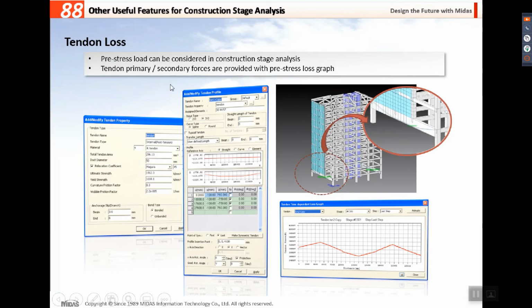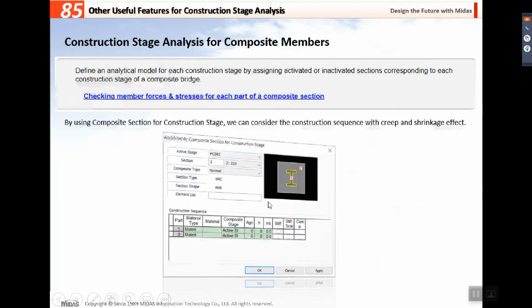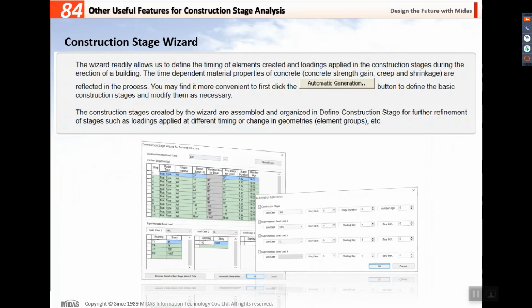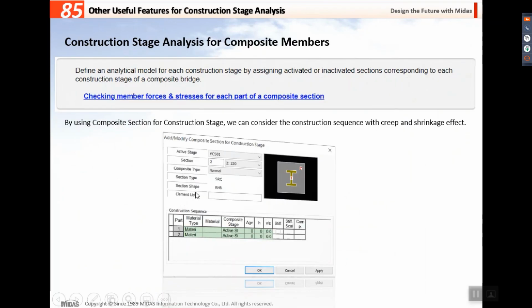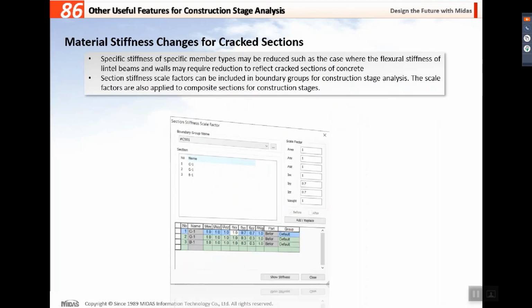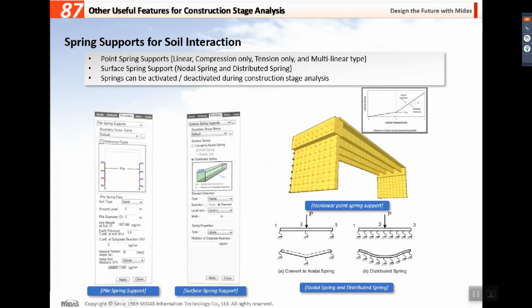The tendon primary and secondary forces are provided with a pre-stress loss graph. So that will be all. As you can see again, different advanced features are available if we are doing construction stage analysis. The first one is the construction stage wizard. The second is for the composite members, where we can apply the construction stage. The material stiffness can also be included in the construction stage process.